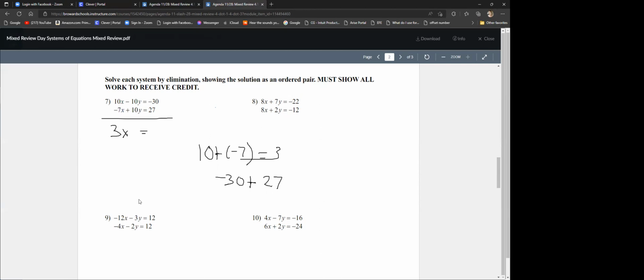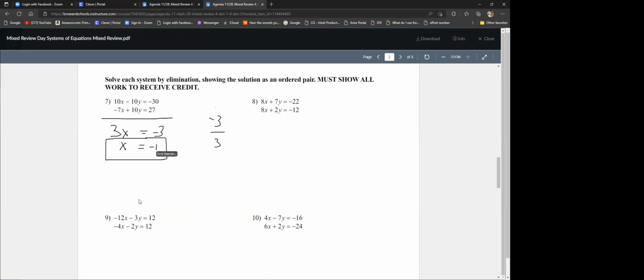So 3x equals -3. So what is x? Divide both sides by 3. What does x equal there? What's -3 divided by 3? -1. Okay, there's your x.